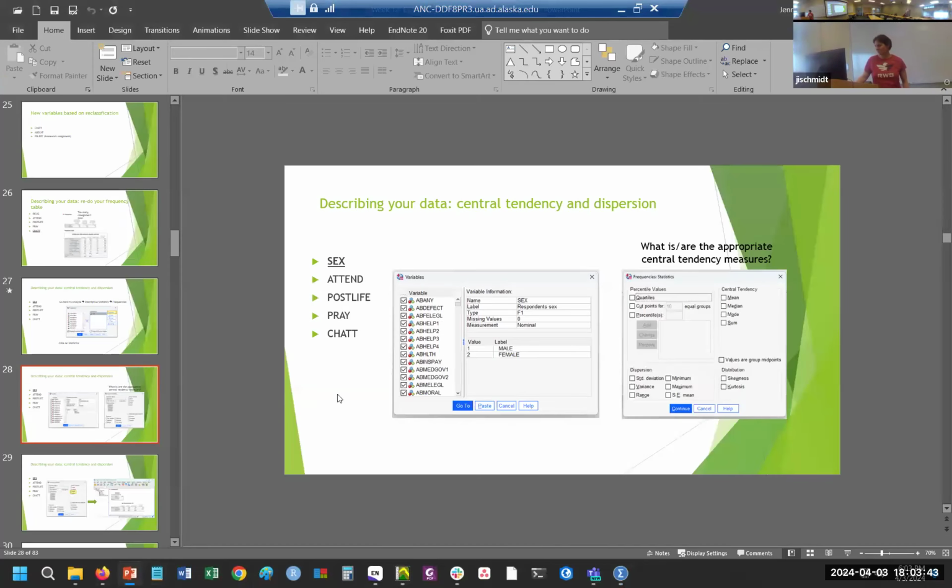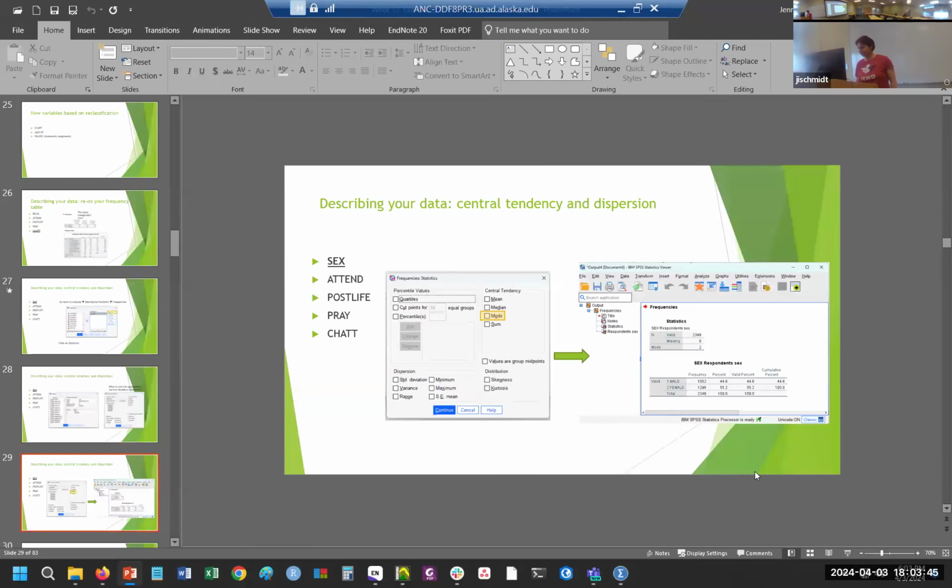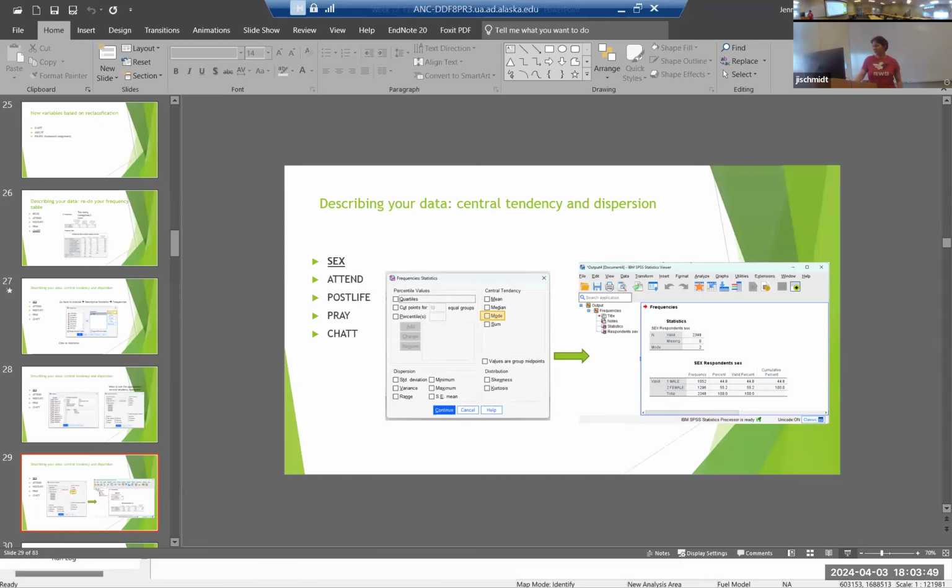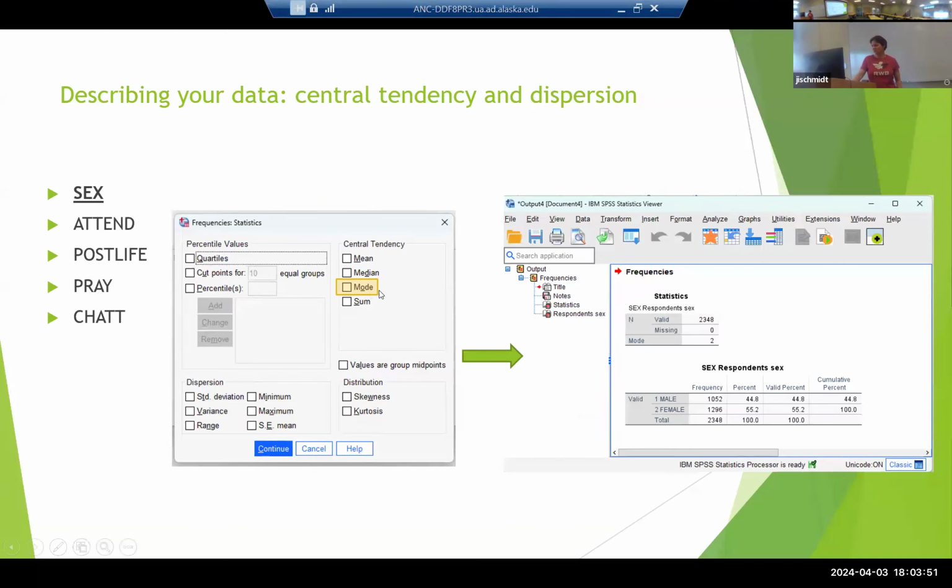Okay. All right. So yep, you guys got it correct. Mode is the one to do.